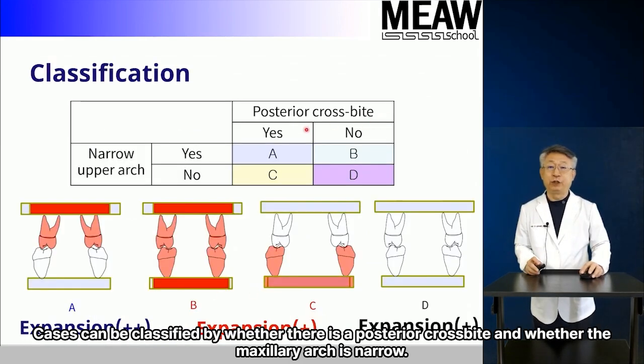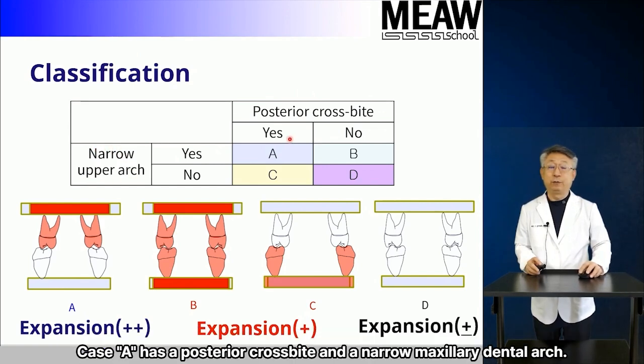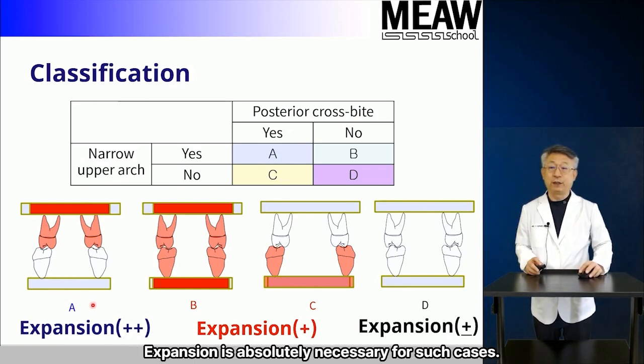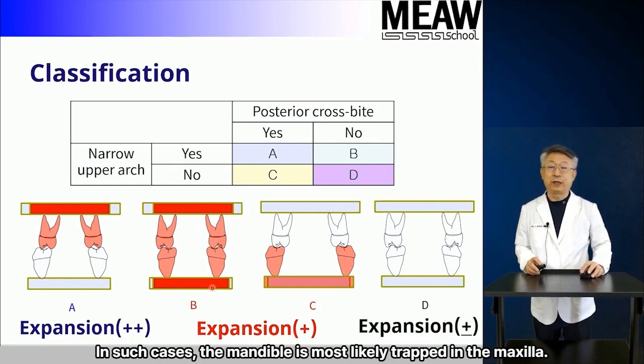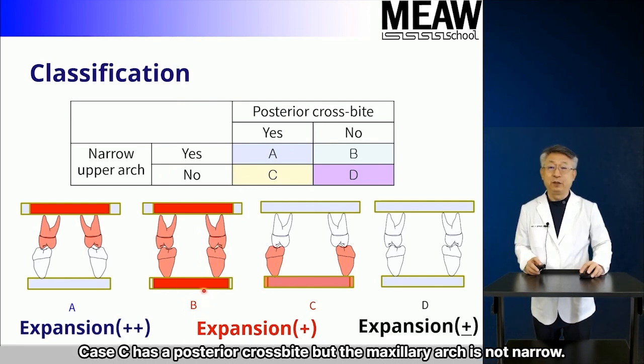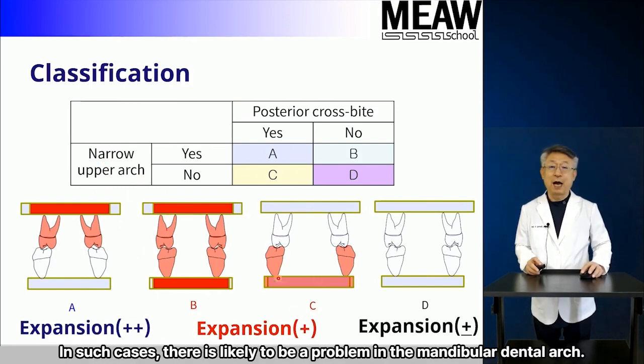Cases can be classified by whether there is a posterior crossbite and whether the maxillary arch is narrow. Case A has a posterior crossbite and a narrow maxillary dental arch. Expansion is absolutely necessary for such cases. Case B has a narrow maxilla but no posterior crossbite. In such cases, the mandible is most likely trapped in the maxilla. Case C has a posterior crossbite, but the maxillary arch is not narrow. In such cases, there is likely to be a problem in the mandibular dental arch.